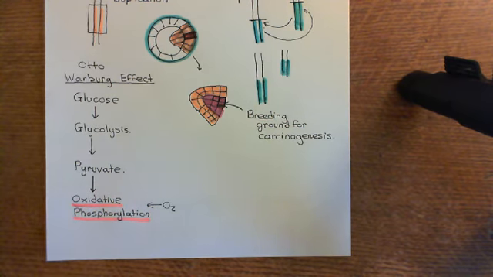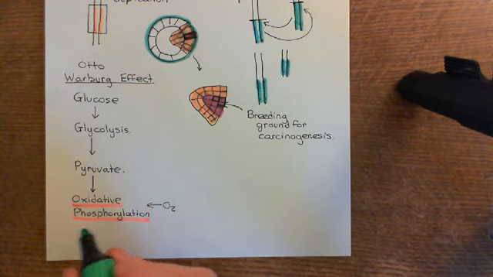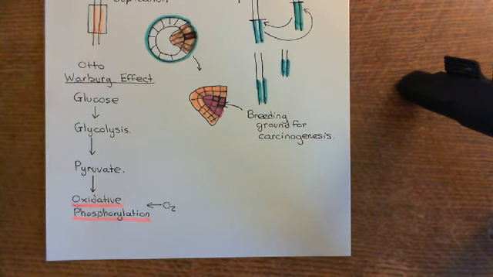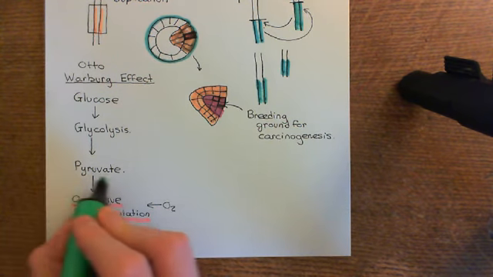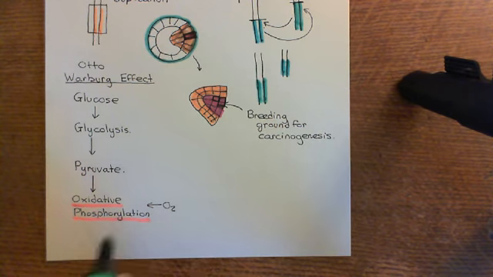Okay, because if the electron transport chain isn't working, then there's no point doing the Krebs cycle, because the Krebs cycle doesn't actually produce ATP, it only produces reduced NAD. Okay, and to get energy out of reduced NAD, you have to have the electron transport chain. So there's no point in going any further after glycolysis if you haven't got oxygen present, basically.